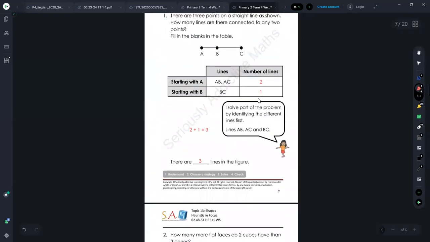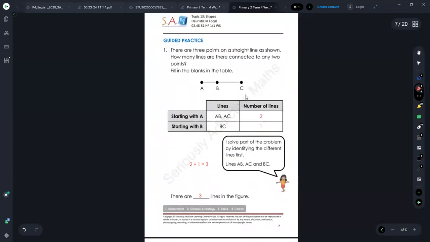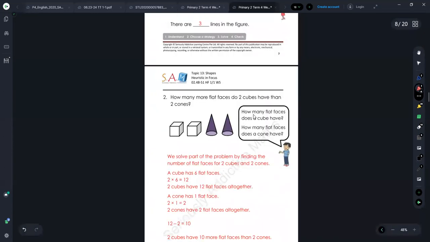So, guided practice. This is something new for them, so please work through it with them. This is a line. How many lines are there? They have to break it up. Starting with A, there's AB, and then there's AC. So 2 lines. Then starting with B, there's only 1 line, BC. So in total, there are 3 lines.